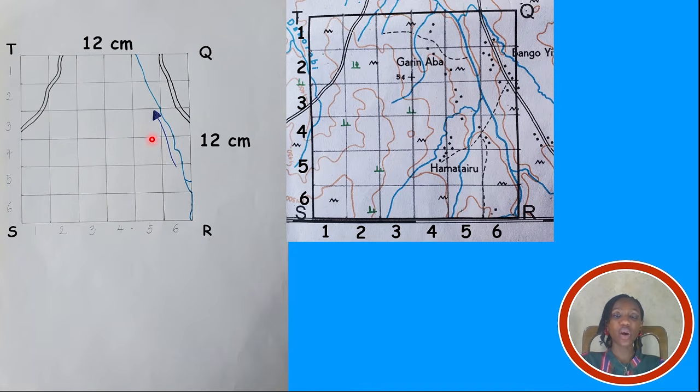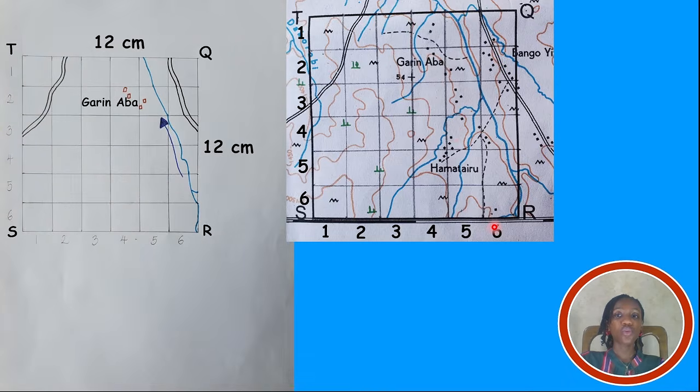Now the last thing to add is the Garin Aba settlements. And we can clearly see the settlement here, Garin Aba, it's even labeled on our map. So now, as you can see, thanks to our grid, we've been able to place all the features in their accurate position: the two minor roads, the river, its direction of flow, and the Garin Abba settlement.